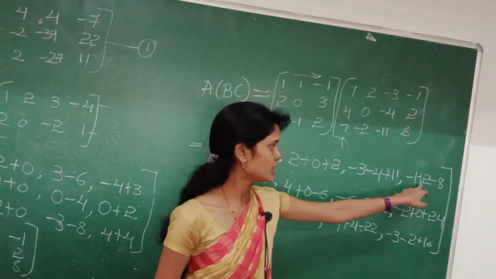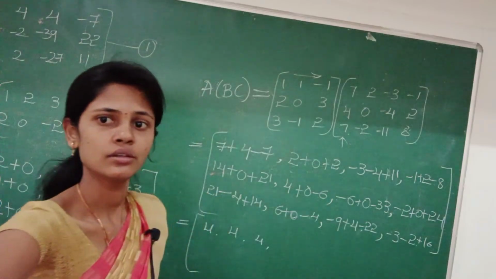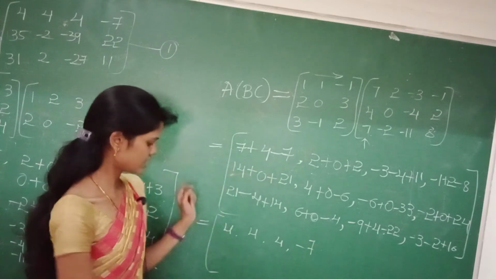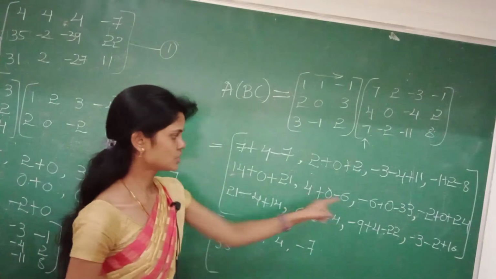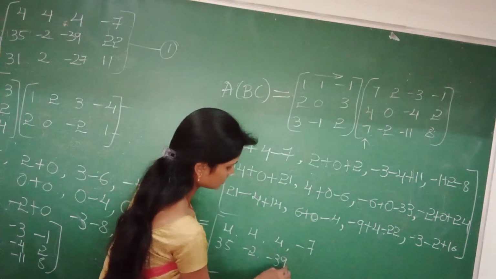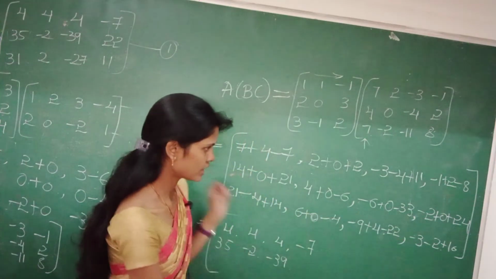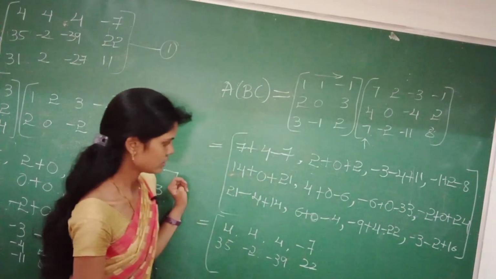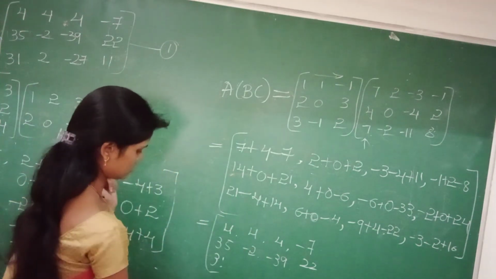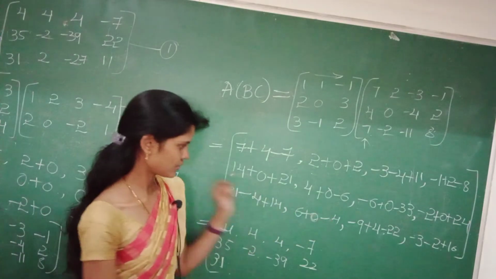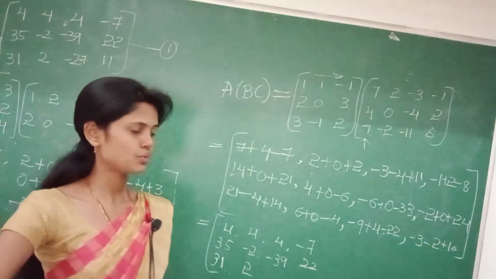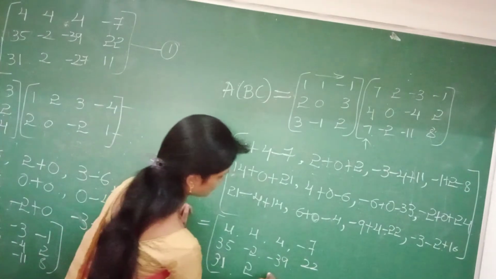8 minus 1 plus 2 minus 8 it is minus 7. Then 14 plus 21 it is 35. 4 minus 6 it is minus 2. Minus 6 minus 33 it is minus 39. Minus 2 plus 24 it is 22. Then here 21 minus 4 plus 14 it is 31. 6 minus 4 it is 2. Minus 9 plus 4 minus 22 it is minus 27.